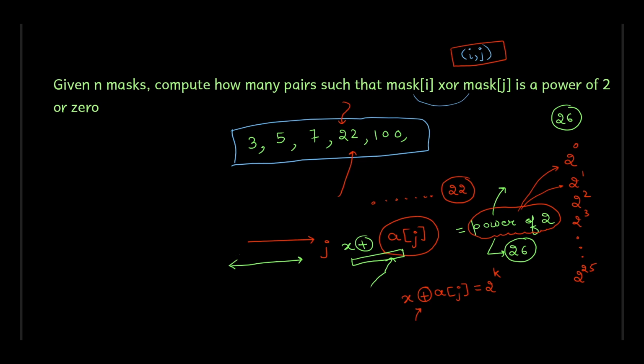So let's go to the new page, and we are here. We want x XOR aj to be equal to 2 to the power k, and we will vary k from 0 to 26, where 26 is not included. And the pictorial representation was that we are iterating from left to right and we are at this index j.